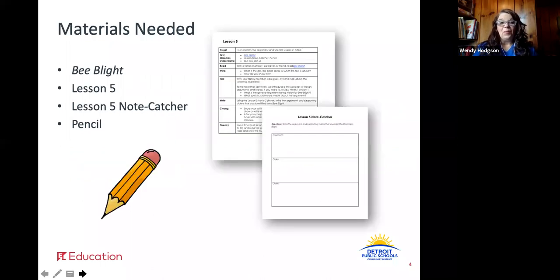So today with lesson 5, I'm going to have you pause the video, make sure you have these materials in front of you. You'll want to find your distance learning packet and turn the pages to lesson 5, where you'll see the lesson on one page, and you'll also see a lesson 5 note catcher, and that is going to be today's work. You'll also need a pencil. So if you want to pause the video and go to find these materials, and then when you get back, just push play and we'll be ready to begin.